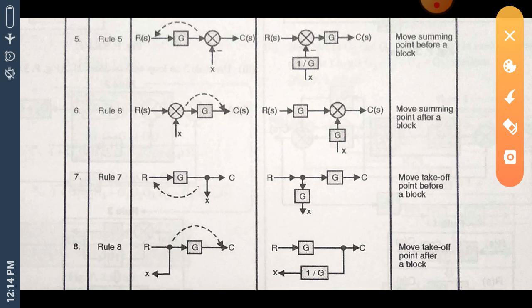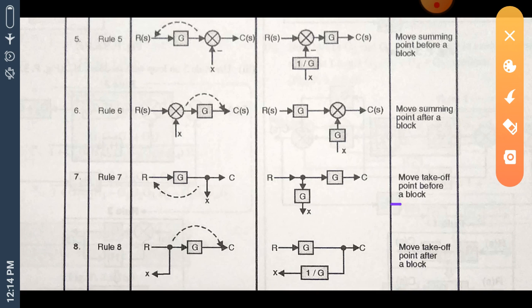Let us see the next rule, moving a summing point after the block. If we have to move the summing point after the block, then we have to add a block as it is in the path of X, which is in our forward path. So here we are adding a block G which was there in the forward path before. So this will give us the equivalent diagram as it was previously.